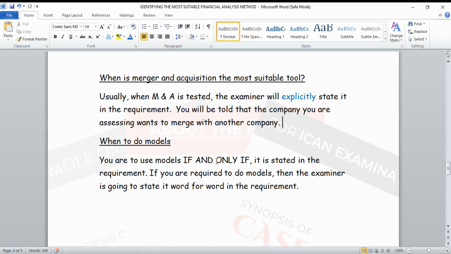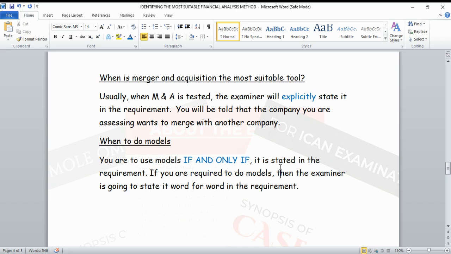So the next one is: when do I know I'm doing models? Please, I use capital letters here. Do models if and only if it is stated in the requirement. If the requirement does not state that you're doing models, please don't do models, because a major pitfall that examiners hammer every year is that candidates do SWOT analysis, Porter's analysis when they were not asked to. And there's no time. Even for the ones they asked you to do, if time is not sufficient, you're now doing things that they did not ask you to do. So if they want you to do models, they will state it there.